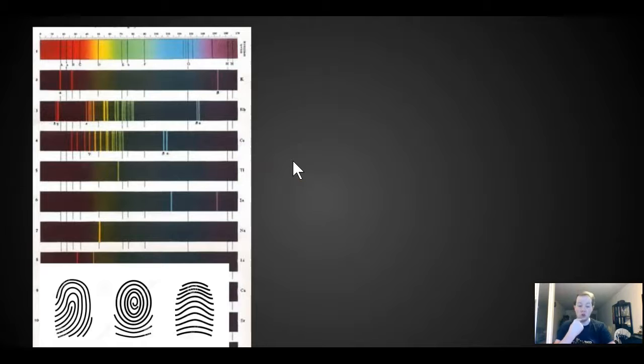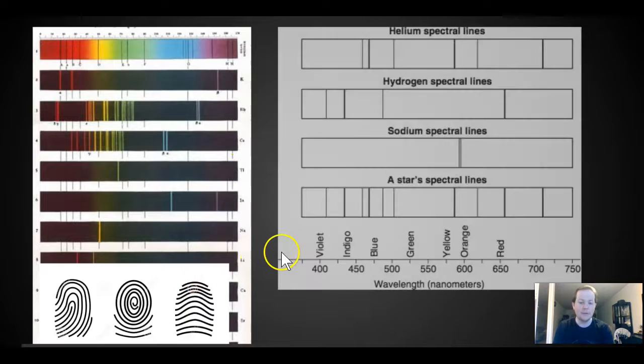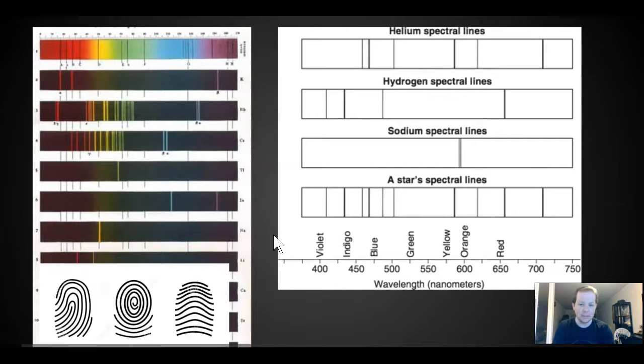Just like you have fingerprints, light has fingerprints. And just like your fingerprints are different than everybody else's, the light atoms create is different. Look at this. Different, different, different, different, different. The light atoms create, like fingerprints, are different.